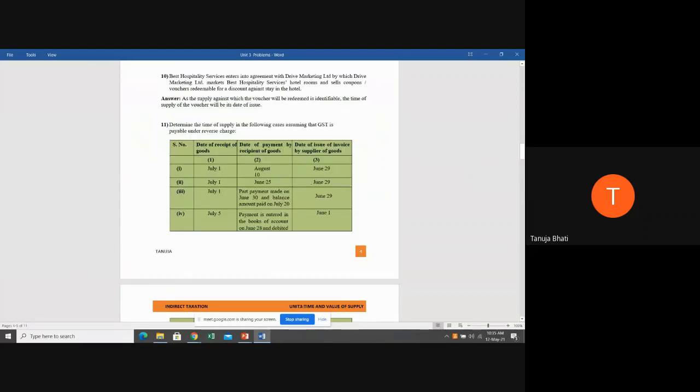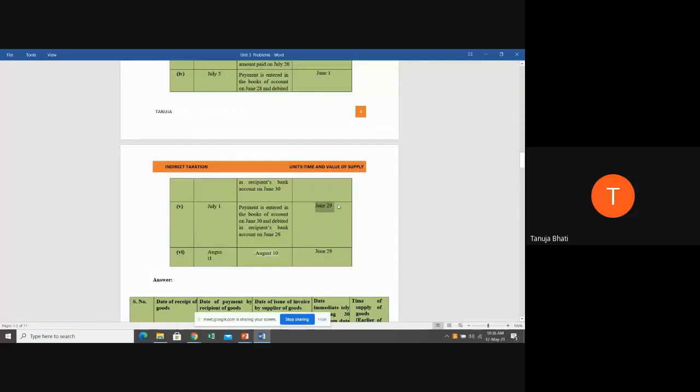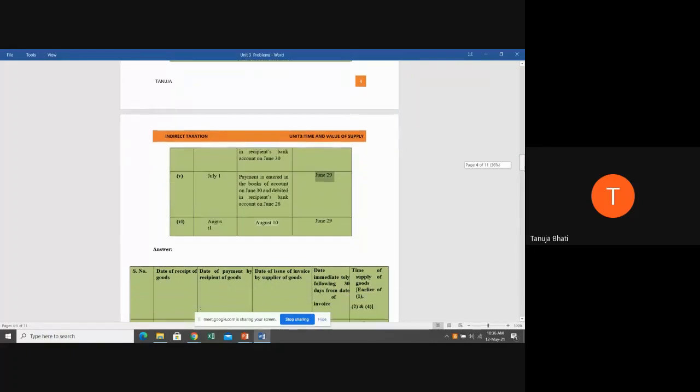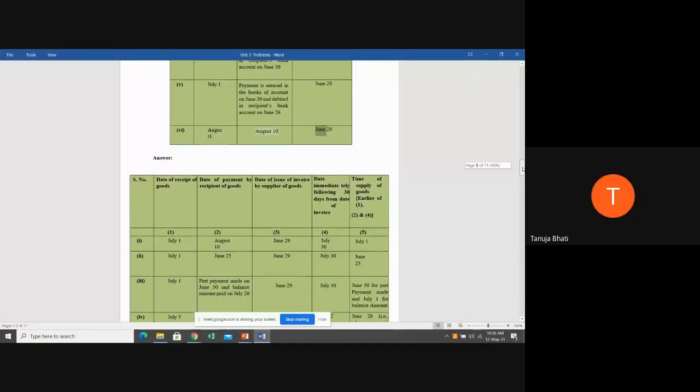So in case of June 29, what is the 31st date? What is the 31st day after June 29? Ma'am, July 30th. July 30th. Okay, now June 29, again it is July 30th. June 1st, July 2. July 2nd. Very good. June 29, July 30th. And June 29, again July 30th. Okay, very good.